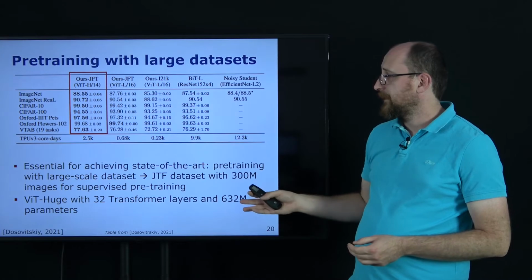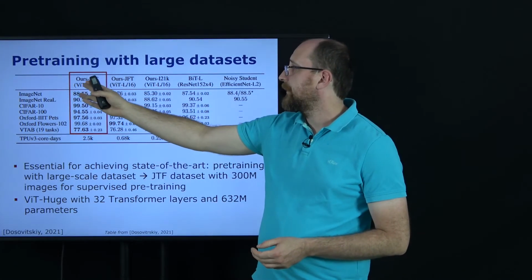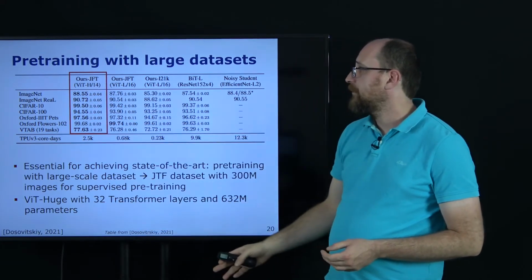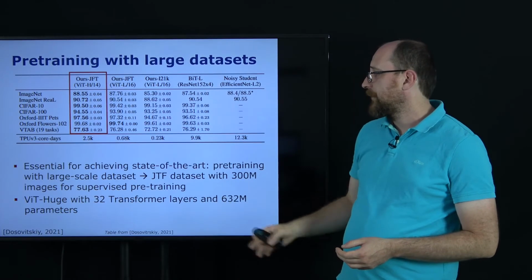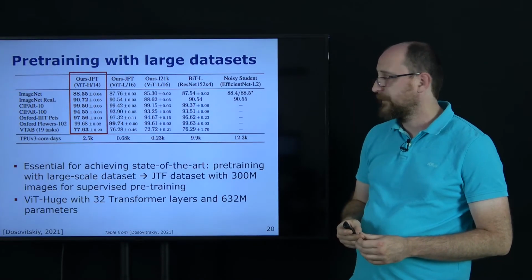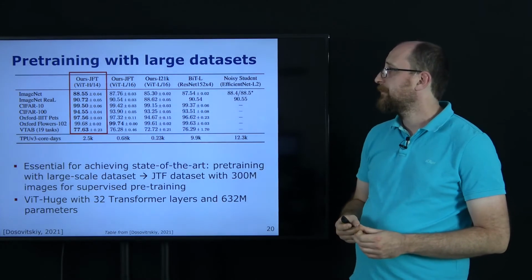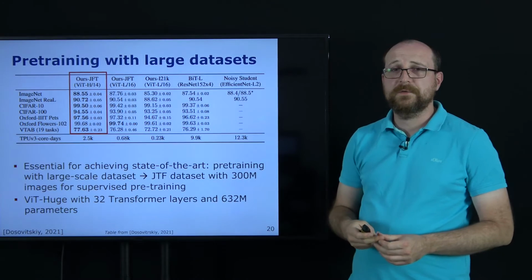Still, in this case, the vision transformer huge, which uses patch size 14, used 32 transformer layers and had overall over 600 million parameters. But as you can see, it provides very compelling results.